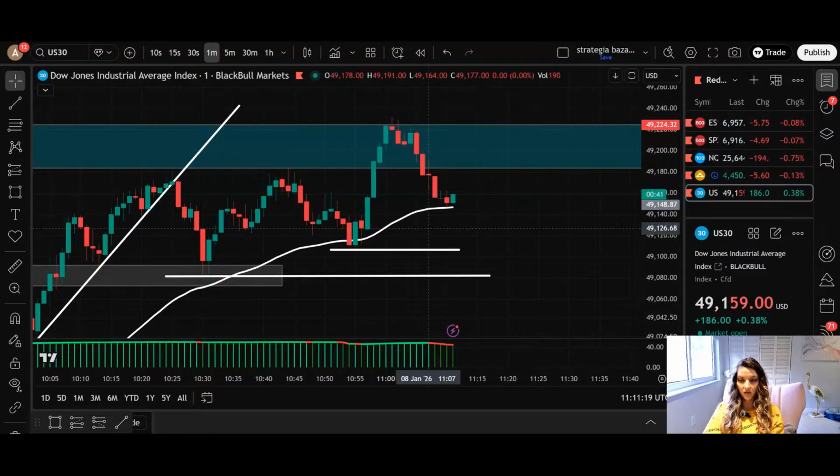Here you go. It's again around the EMA. Another rejection or no?